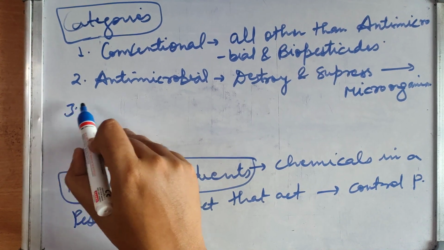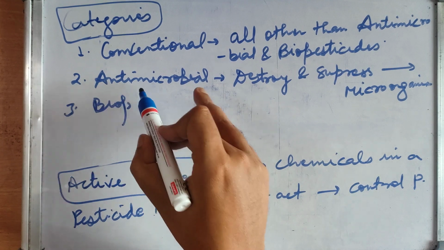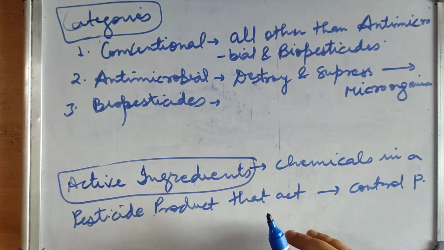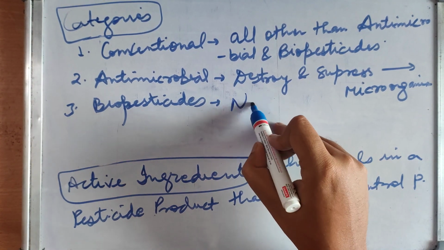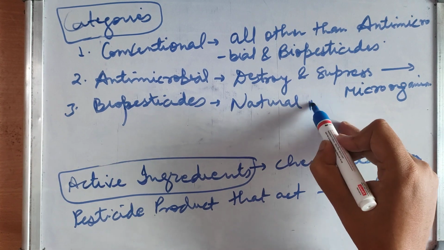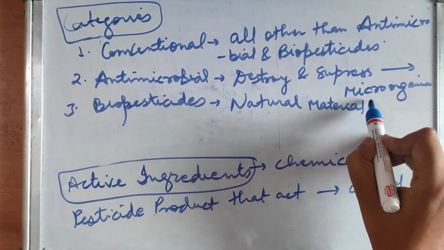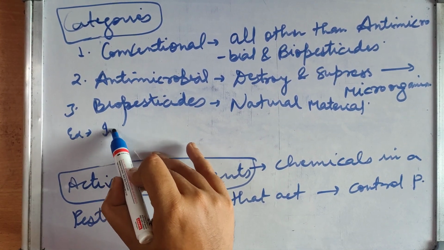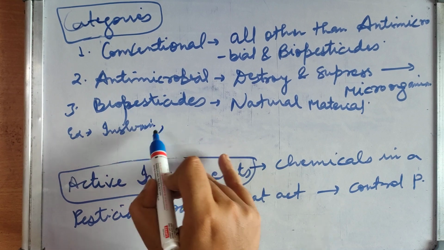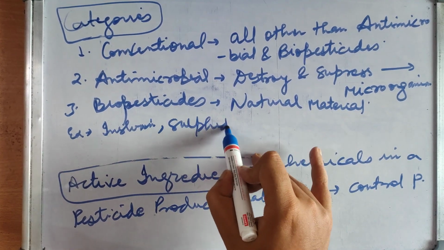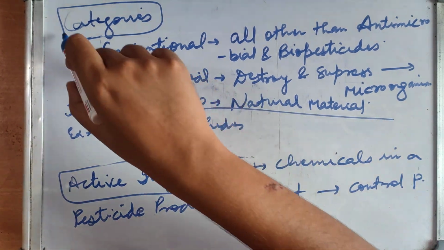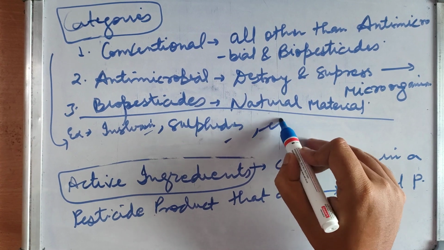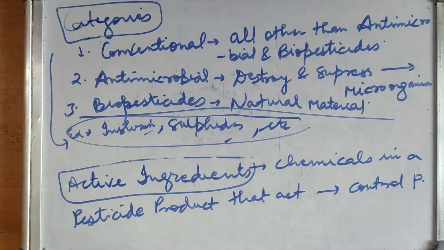Third one is biopesticides. They are derived from natural material. Example we can say insulin, sulfides. These are not examples of biopesticide. These are examples of active ingredients. So insulin, sulfides, etc. are examples of active ingredients.